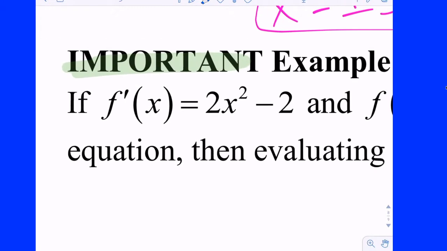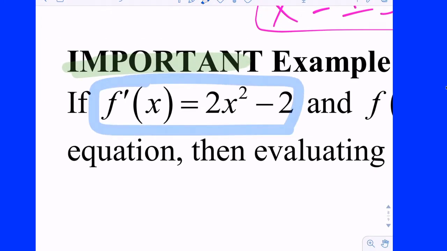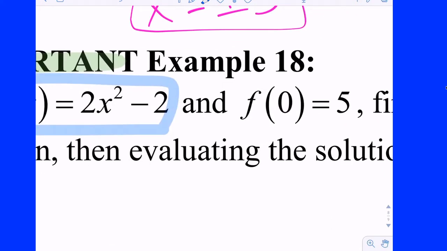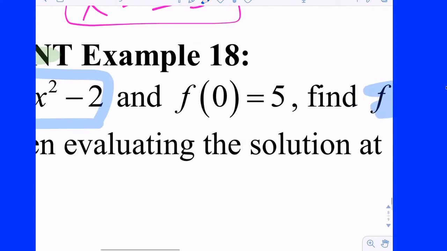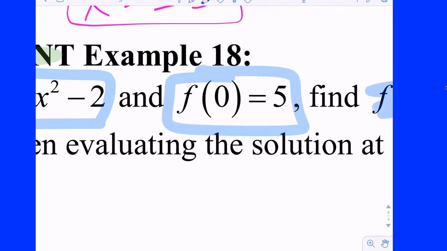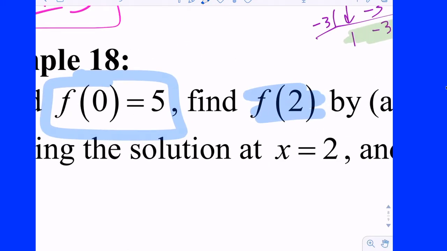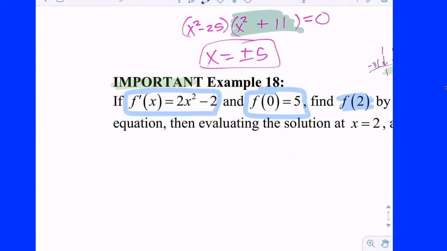We don't have the function f. We have its derivative f prime. So if I need to get to f, I need to find the antiderivative of that, right? But when I do that, I'm going to generate an unknown value plus c. So here's your initial condition that allows you to find the particular solution to that differential equation. And of course, once you have the particular solution, you can then evaluate it at any value you'd like. We're going to evaluate it at 2. So that's kind of how we're going to do that.